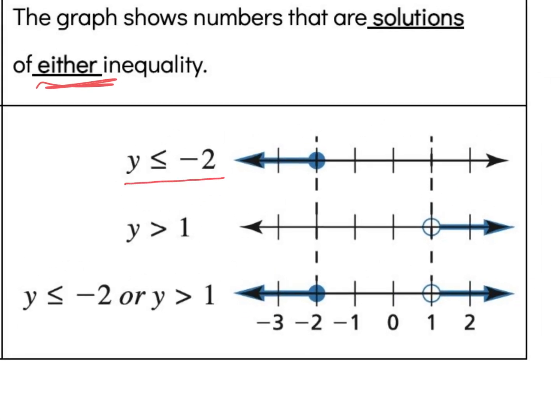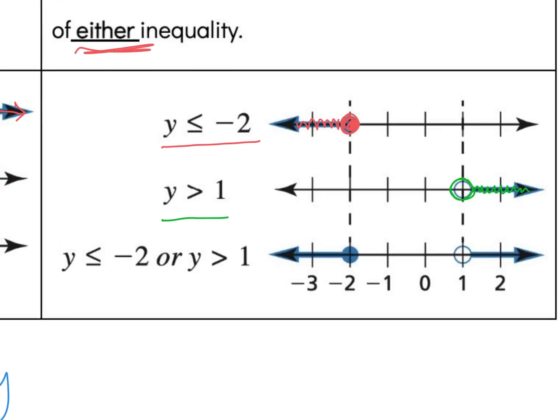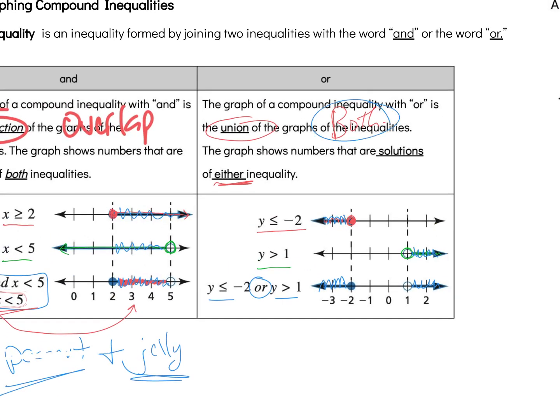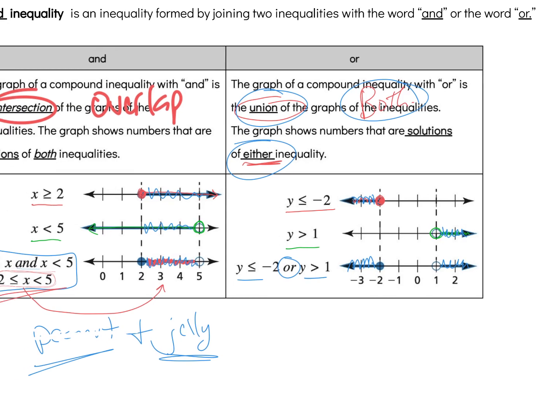y is less than or equal to negative 2. So there's less than or equal to, there's the negative 2 part, right? y is greater than 1. So here's the open dot and the shading to the right for the greater than 1. Notice down here, it's got "or", and it just has both of them written. And it takes this part, and it puts it on the final answer. It takes this part, and it puts it on the final answer. Both of them, both, either. It's the union.